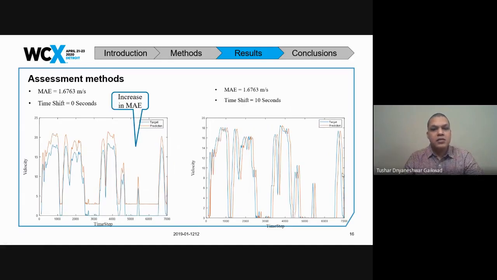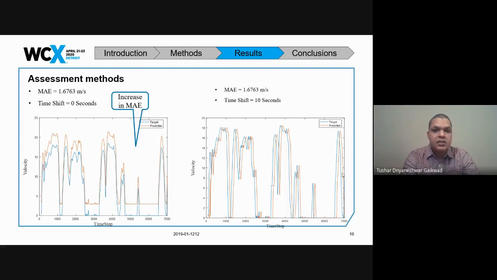So, we considered two hypothetical cases to understand these methods. Here the blue line is the target velocity and the red line is the prediction. What is interesting in these two graphs is that MAE for these two graphs is the same. One plot shows an upward shift and one shows a sideways shift.